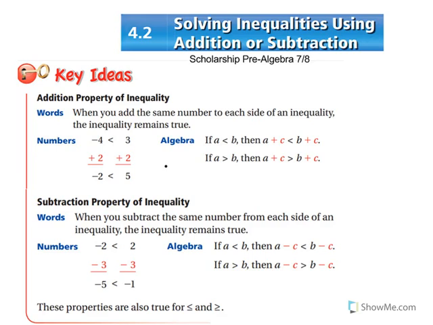It basically tells you that when you add the same number to each side of an inequality, the inequality remains true. So whatever you add to one side, if you add it to the other side, the inequality remains true. The same thing happens with the subtraction property of inequality. If you subtract the same number from both sides, they remain true. It remains balanced, if you remember that. And this is also true for less than or equal to and greater than or equal to. Just some basic properties.